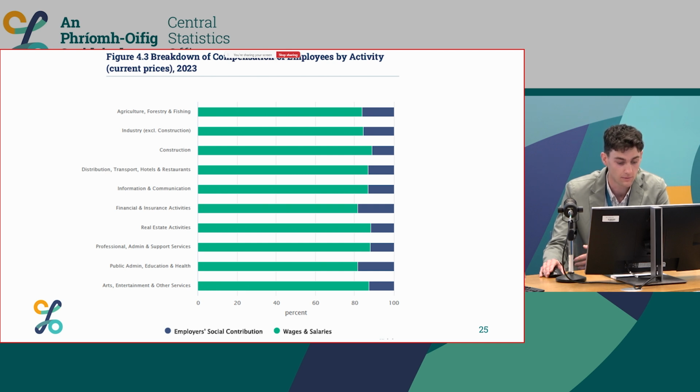It looks at employer social contributions versus wages and salaries at a sectoral level. Within this table, you can compare sectors that have a high percentage of wages and salaries versus lower sectors. For example, in construction, the labour costs are primarily wages, and only about 15% is attributed to social contributions, whereas in a sector like public admin and health, nearly 20% of the labour costs from the employer's perspective are social contributions.